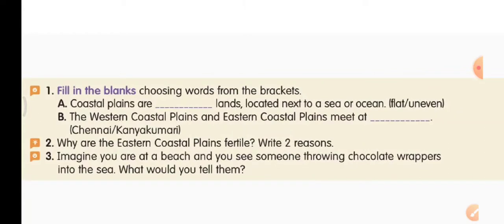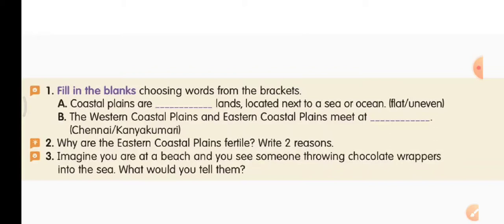Now let's look at what we should do for our homework. Answer practice questions 1 to 3 in your notebook. Here are the questions. You don't have to copy them. They are in your content book. Fill in the blanks choosing words from the brackets. A. Coastal plains are dash lands located next to the sea or ocean. Flat or uneven? They are flat lands. B. The western coastal plains and the eastern coastal plains meet at Chennai or Kanyakumari? At Kanyakumari.